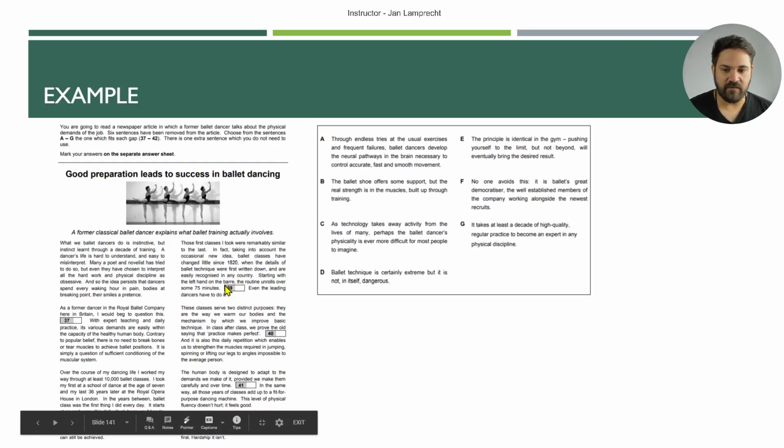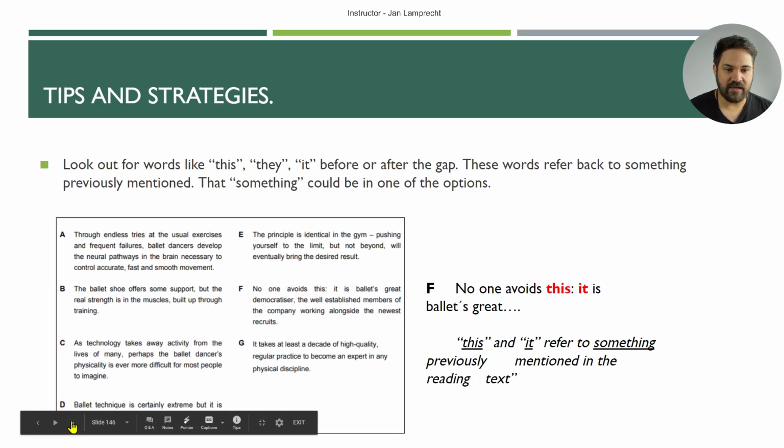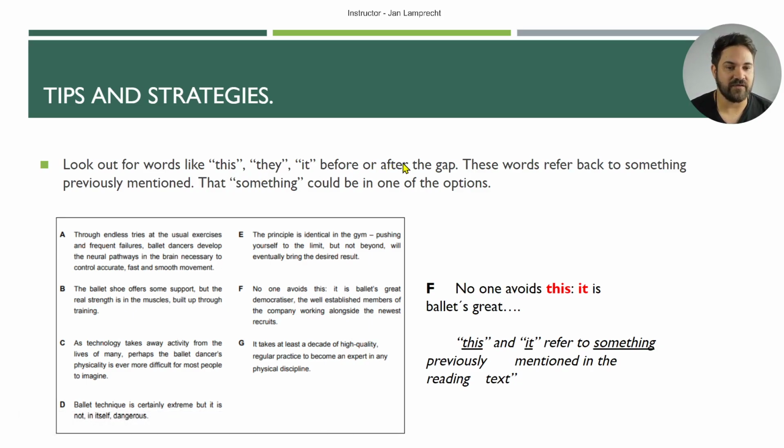summarized every paragraph. You don't need to summarize, but it's good to summarize. You summarize every paragraph and all the options, so you have summaries everywhere. Okay. So now look out for words like this, they, it, before or after the gap. These words refer back to something previously mentioned. That something could be in one of the options.